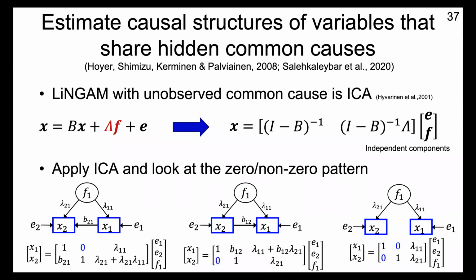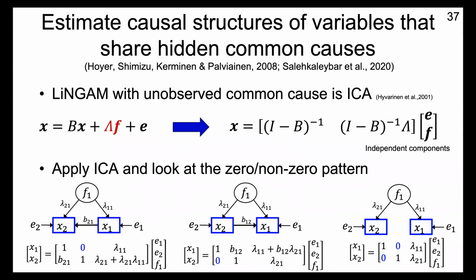The point is that the location of the zero is different in these three models. So we have zero here, and we have zero here, and we have two zeros here and here. So we use this relationship to estimate the direction of causality between the two variables x1 and x2.